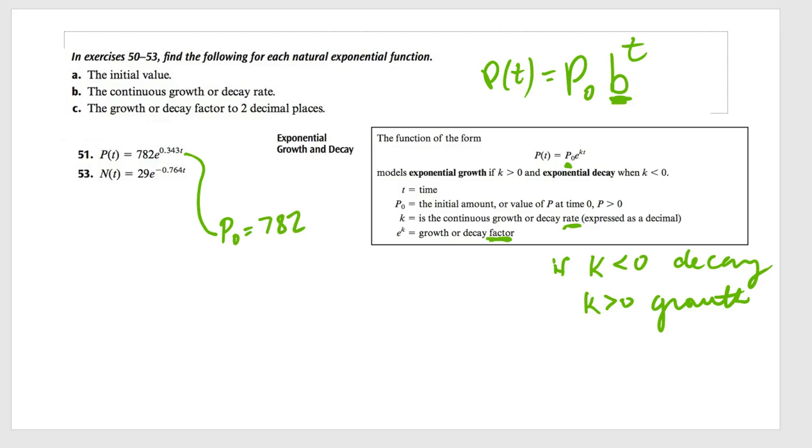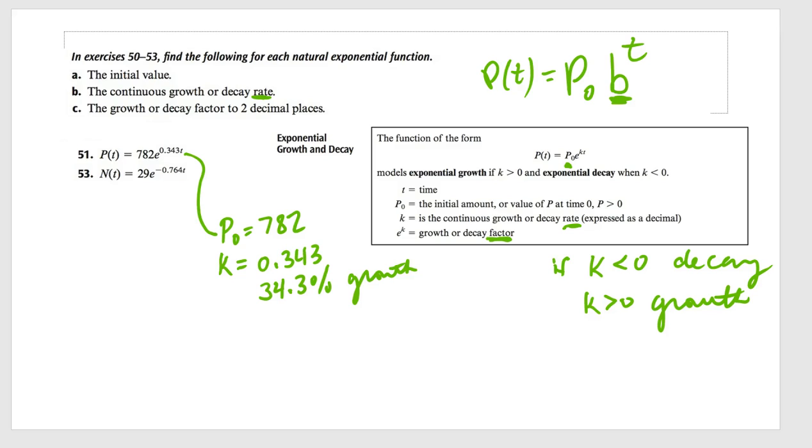Part B says, what is the continuous growth or decay rate? So be careful on this. The rate is the number with the t, that k. So our k is going to be 0.343, which we could give as a percent as 34.3%. And since it's positive, it's going to be growth.